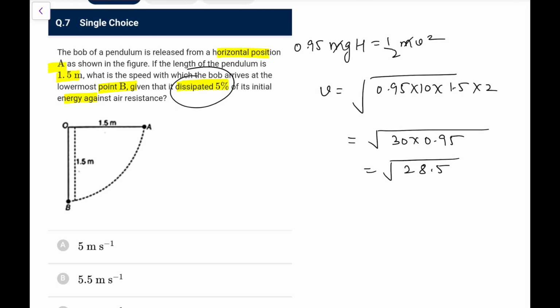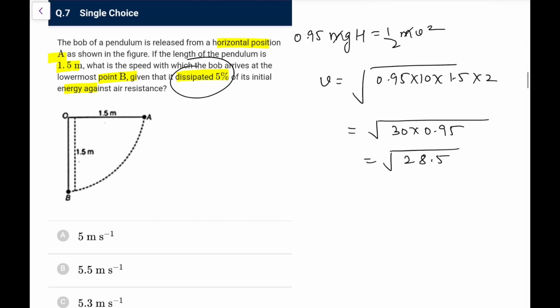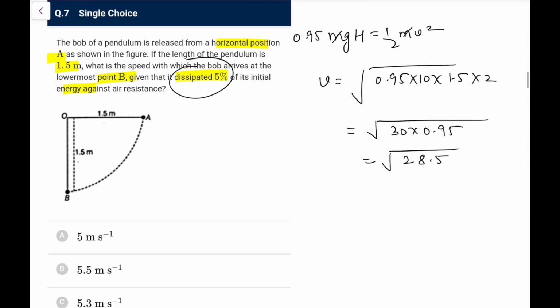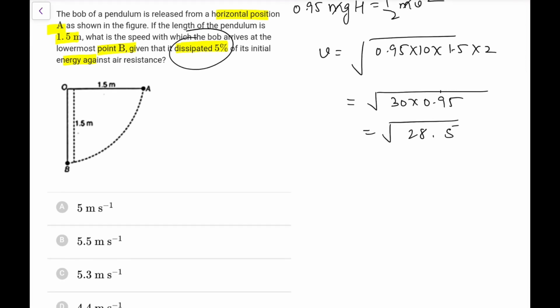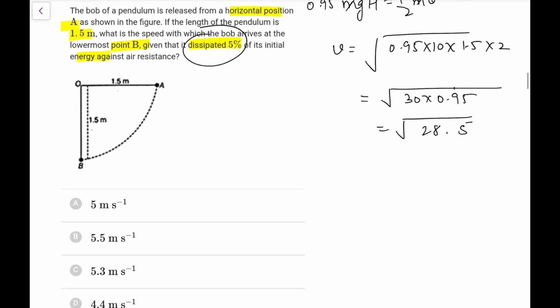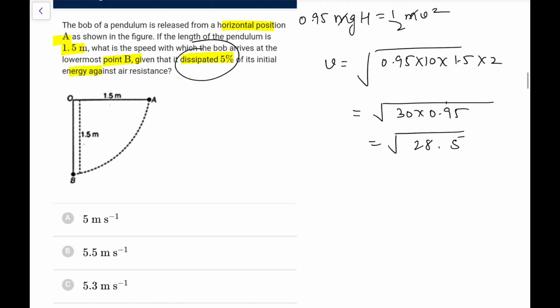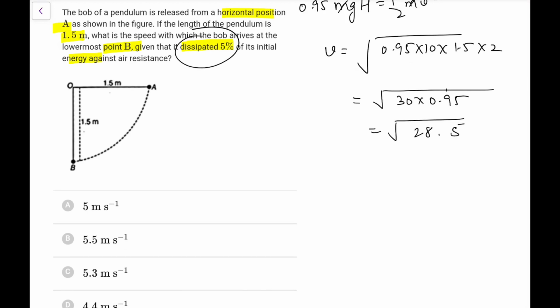Yes, hopefully I am right. So 28.5, that is what you have here. Let me calculate it first of all. 3 5s are 15, yes, 28.5. So it would be 5 point something. Now, g is 9.8 or 10, they are not given, so I am going with 9.8. Now 28.5, let me check for 5.3.